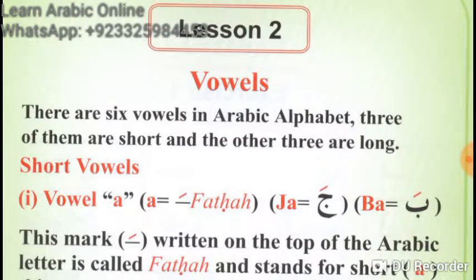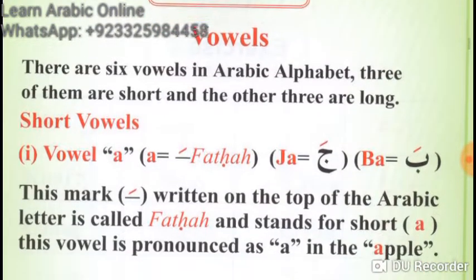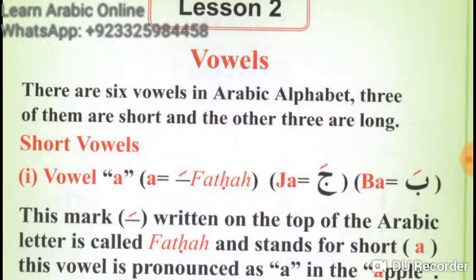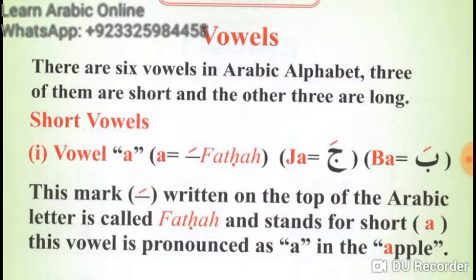Then on the next page we have lesson number two, vowels. Start reading these vowels. There are 6 vowels. Start reading from the top of the page. On the top of the page it is written vowels. There are 6 vowels in the Arabic alphabet. 3 of them are short and the other 3 are long.